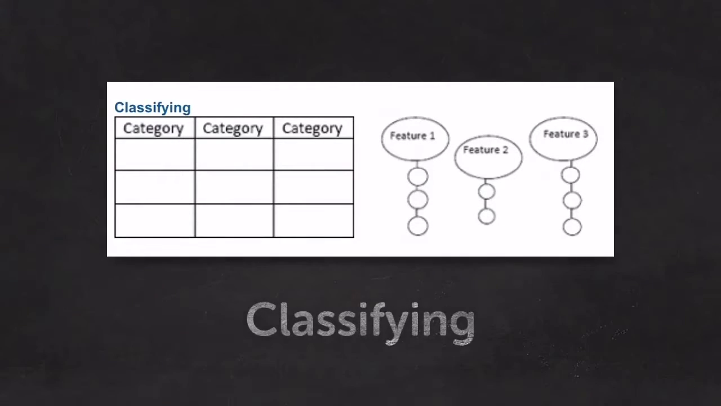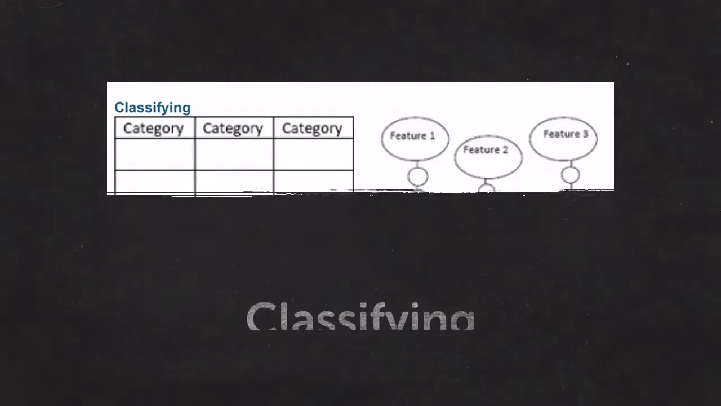The second sub-strategy is classifying. In this strategy, students are expected to identify characteristics of groups of objects and organize them.